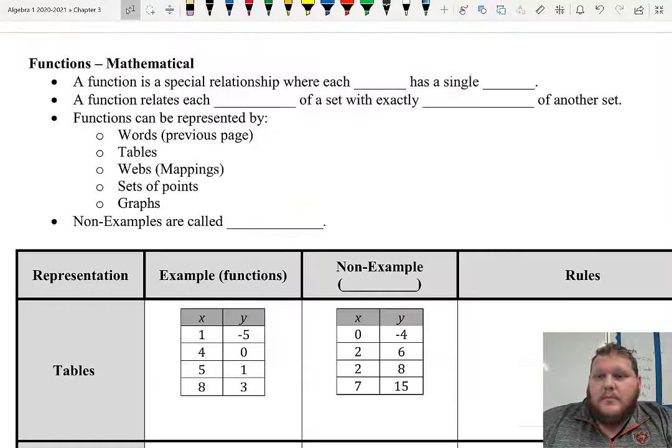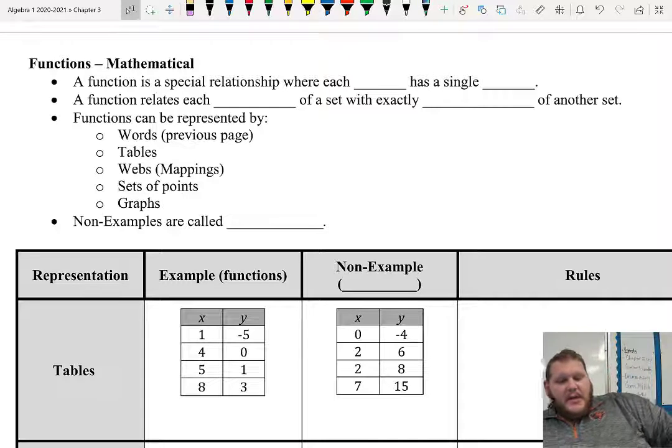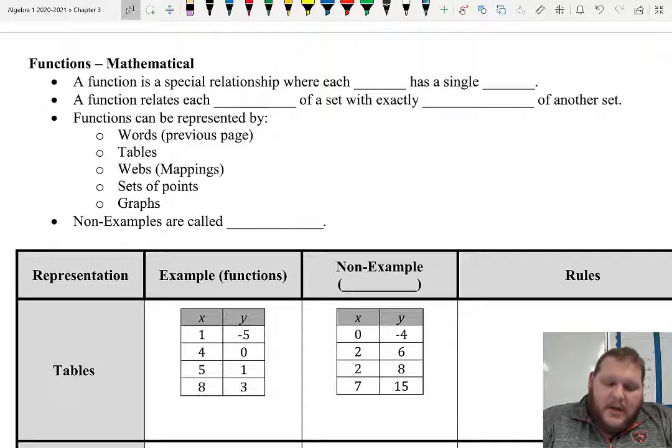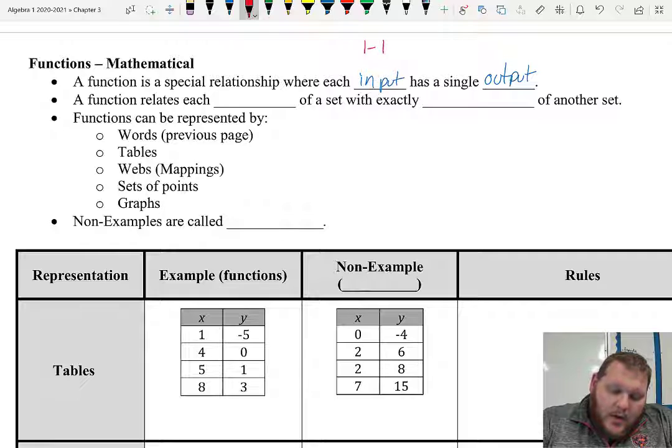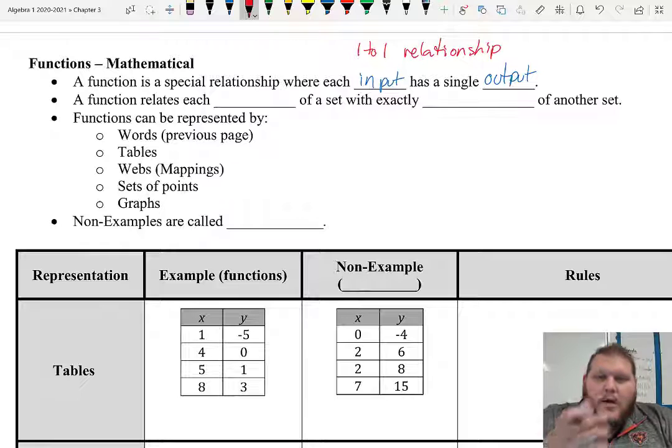All right, for this next section, we're getting into the more mathematical definition of what a function is. So here, a function is a special relationship where each input has a single output, meaning every time I put a number into my function, I get the same output back out. We call this a one-to-one relationship, meaning one input has one output, one-to-one.